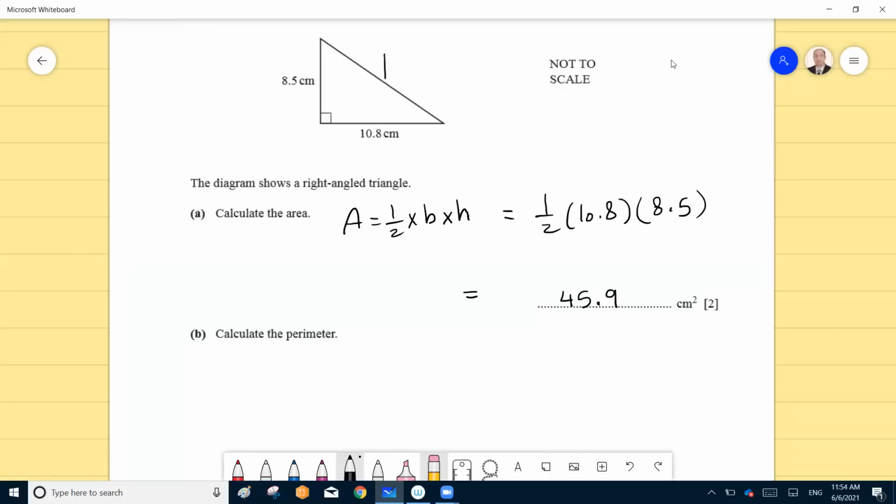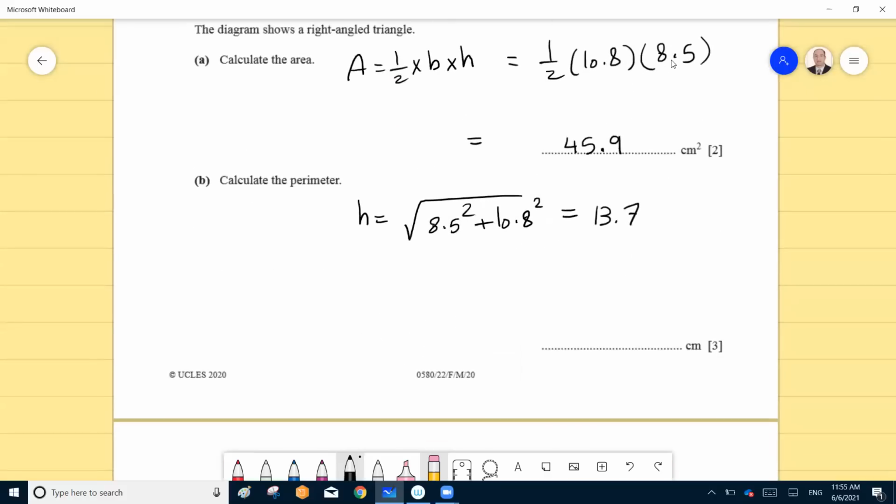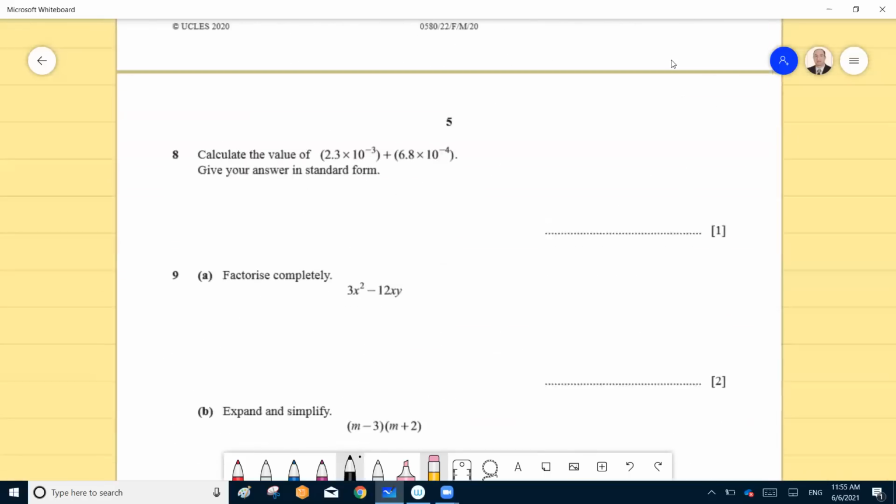Calculate the perimeter. You find the hypotenuse first by applying the Pythagorean theorem. The hypotenuse h is the square root of 8.5 squared plus 10.8 squared. The answer is 13.7. After that, you can find the perimeter by adding all the given sides. The perimeter now is 8.5 plus 10.8 plus the hypotenuse 13.7. If you add these values, you will get 33 centimeters as the perimeter of this triangle.